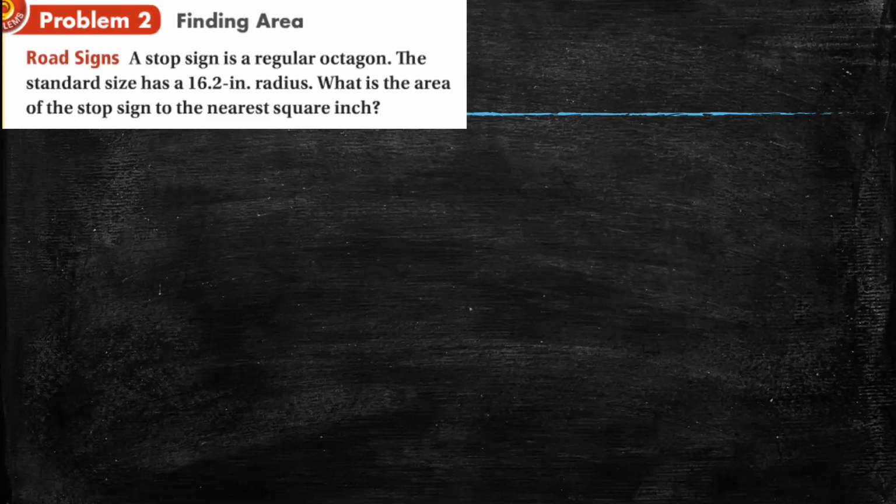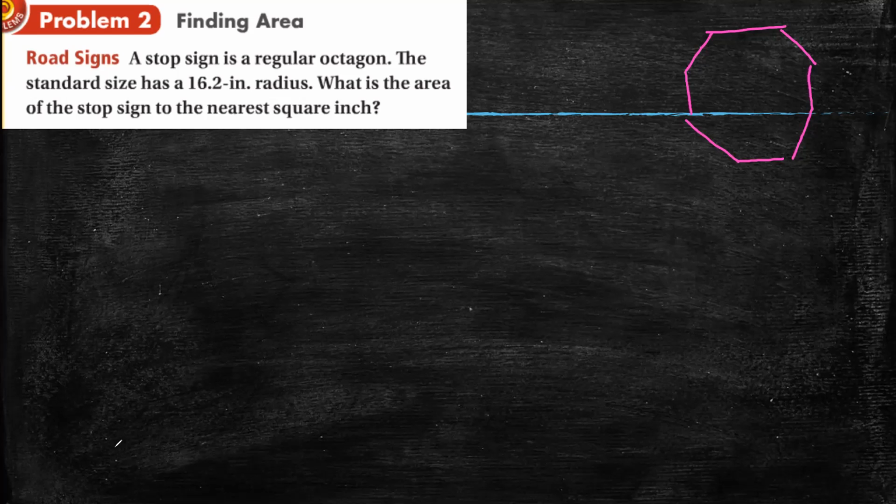Let's see here. A stop sign is a regular octagon. Octagon means we have 8 sides. So let's draw it here: 1, 2, 3, 4, 5, 6, 7, and 8. This is a stop sign with an octagon. The standard stop sign has a 16.2 inch radius.